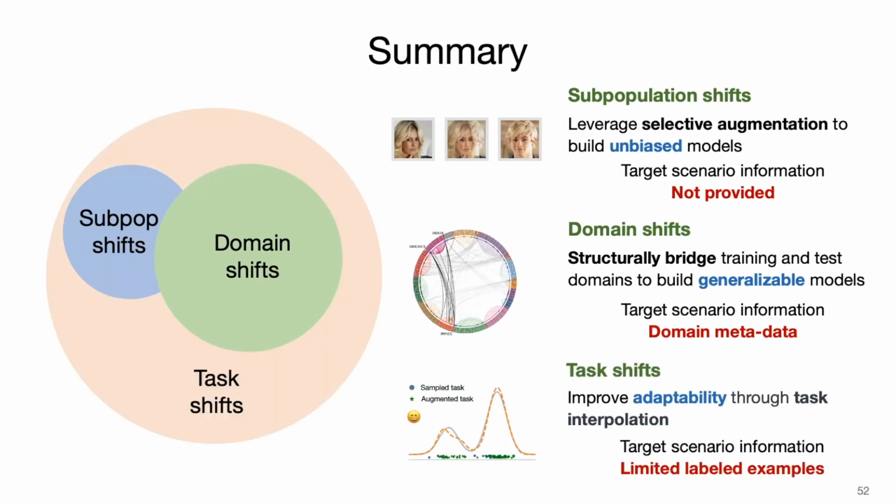And finally, about the task shifts. Task shifts can also happen together with the domain shifts and the subpopulation shifts, but they also have their own problems. In the task shifts, we propose MLTI to improve adaptivity by doing the task interpolation, where we require some limited labeled examples from target scenarios to do the adaptation. So it seems like the more problems it can solve, the more information will be required from target scenarios.